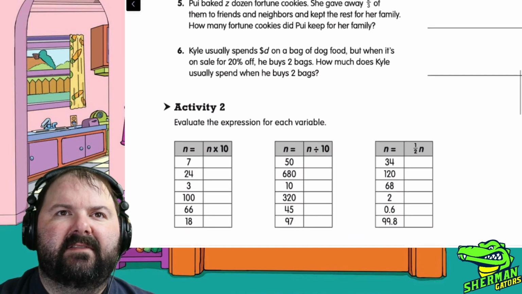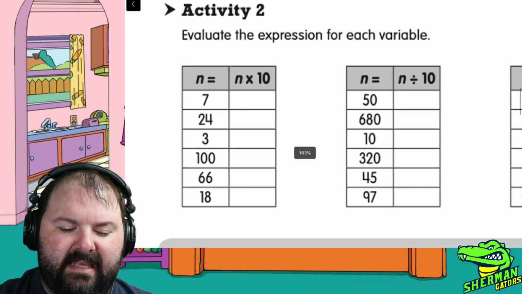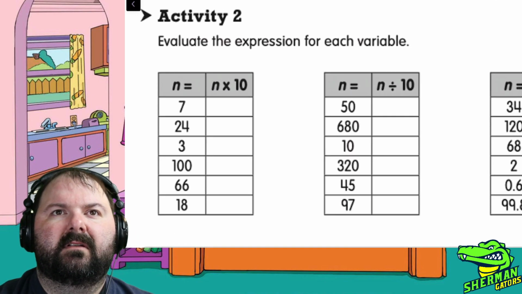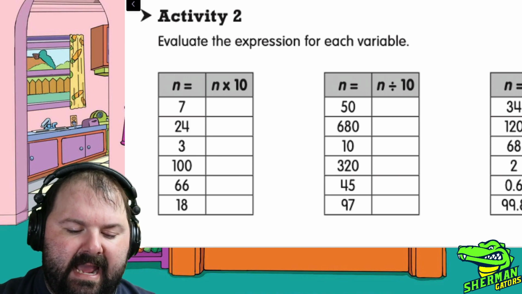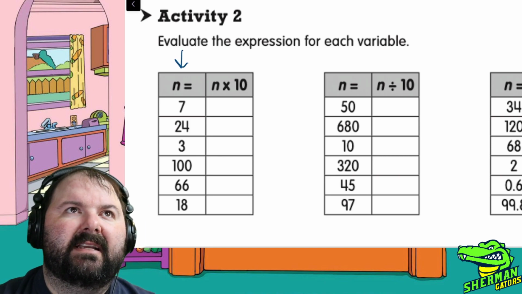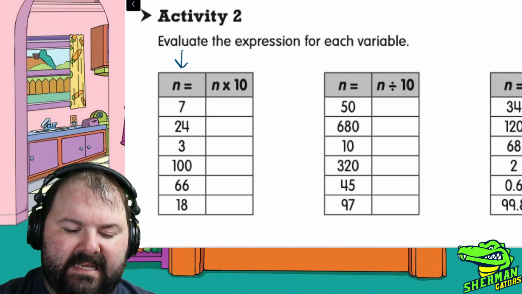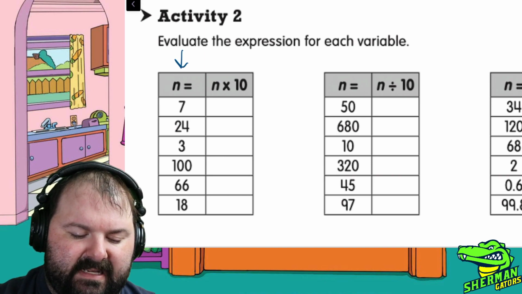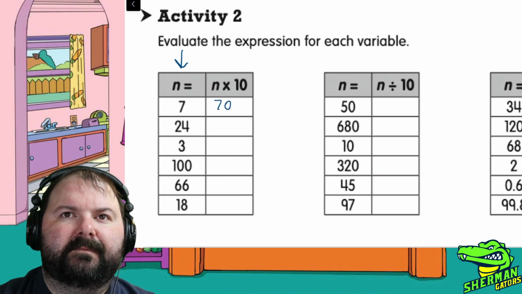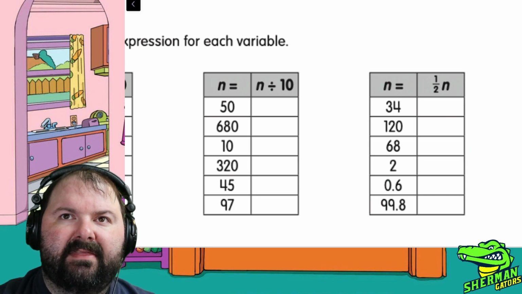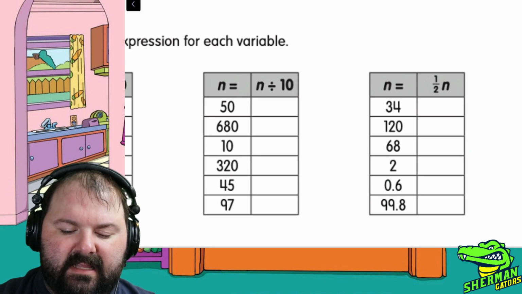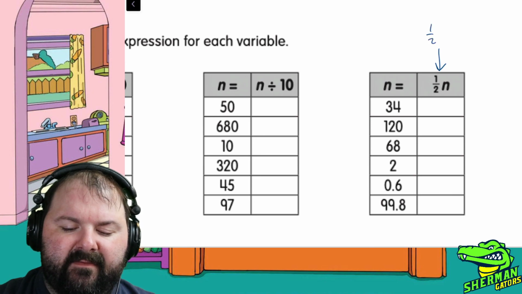The second activity is to evaluate the expression for each variable. So you're going to do what it is saying. Now it's giving you N in this box here. There is N, and it's times 10. So N times 10, this would be 7 times 10, which would be 70. And just go through. Now, same thing across the board. It's divided by 10, and then remember when it's looking like this, what that means is 1/2 times N for those.